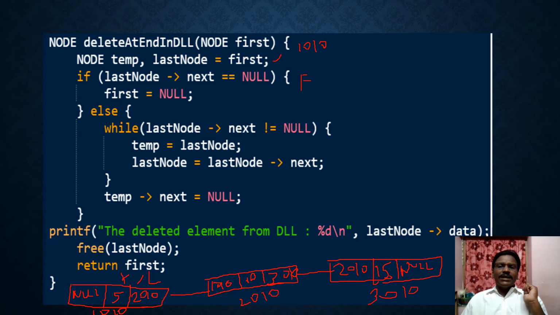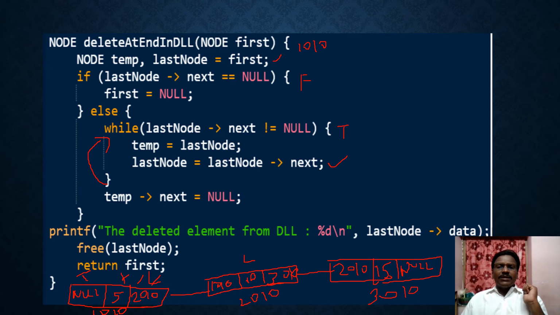Why? Last node next not equal to null. The last node next is 2010, so the condition is true. Now temp equal to last node. It means the same way it is also representing for temp. Now last node equal to last node next. At present last node is 1010. After the statement execution, the last node is representing 2010. Again move to while.